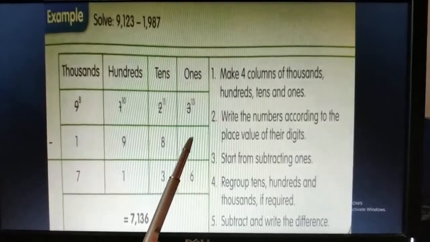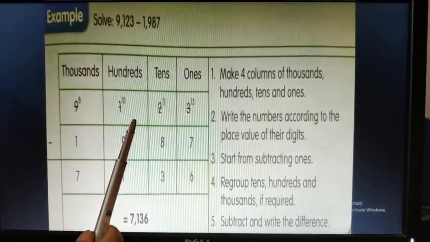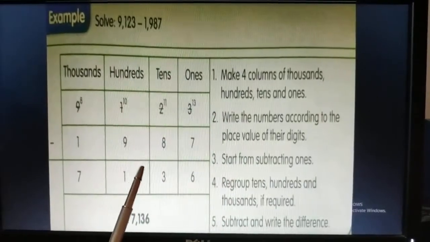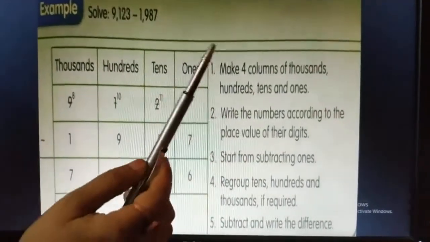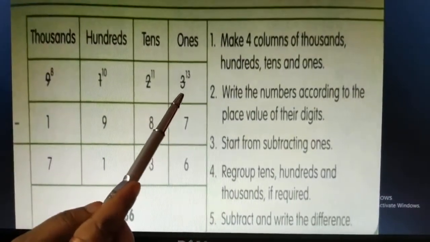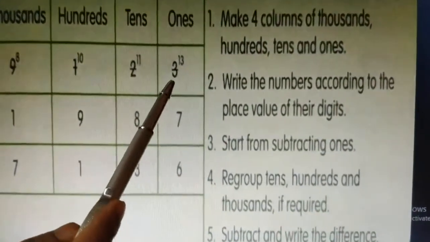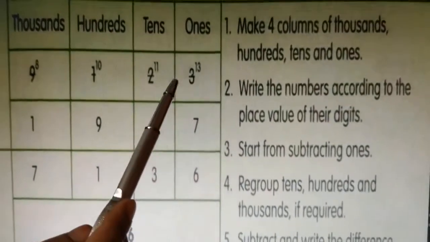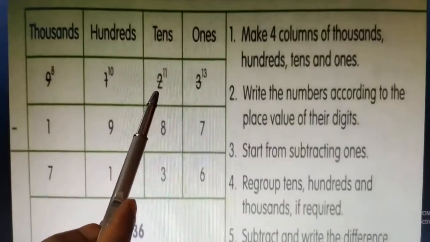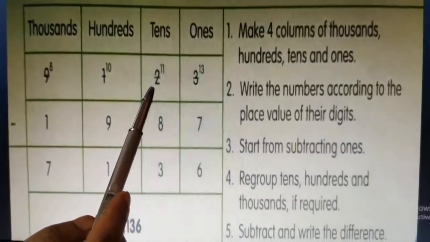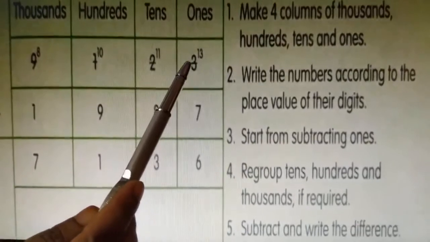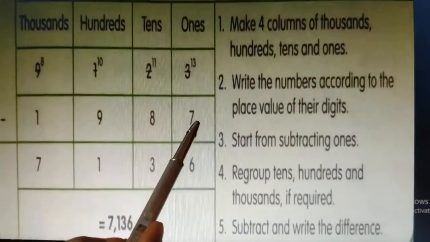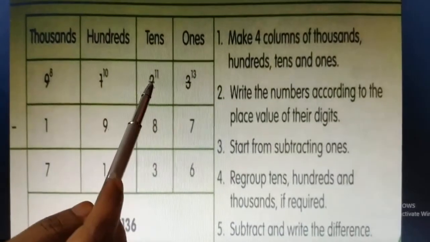Now regroup tens, hundreds and thousands if required. Subtract and write the difference. Like this, we can't subtract 7 from 3. It means we can't do 3 minus 7. So we will borrow from the tens place. In the tens place there is 2, so we will give the borrow to the ones place. So there is 13. 13 minus 7 is equal to 6, and there will be 1.